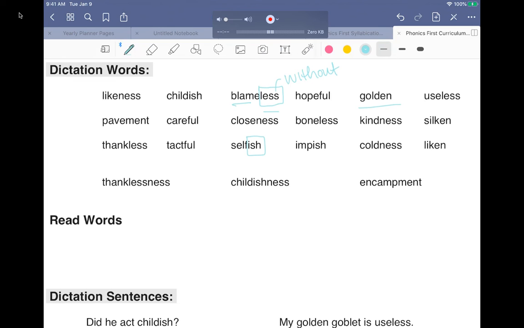Ish, we know it means origin, nature, resembling. If I am selfish, then the only thing I care about is myself. Okay? I only care about me, my origin, who I am. I am selfish. Okay? We've talked about kindness. Ooh, look about boneless. This is one word I like to always talk about. Who likes hot wings? Or just like barbecue wings, okay? Do you like them with the bone in or do you like them boneless?